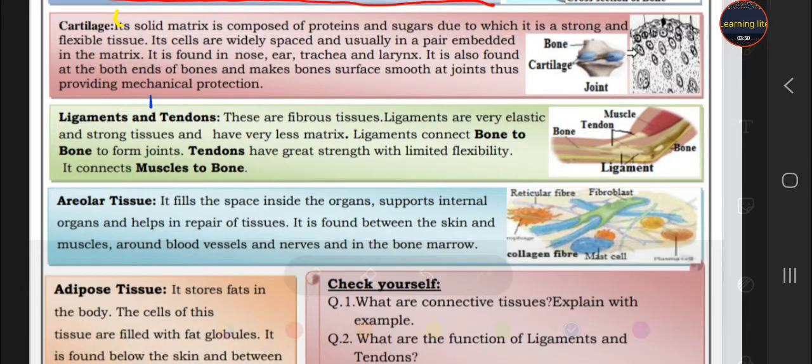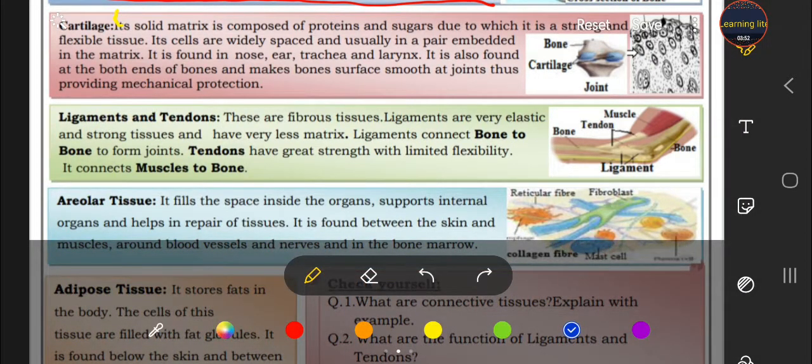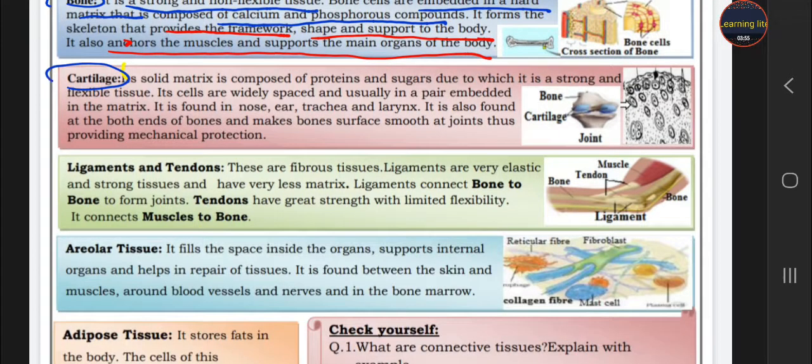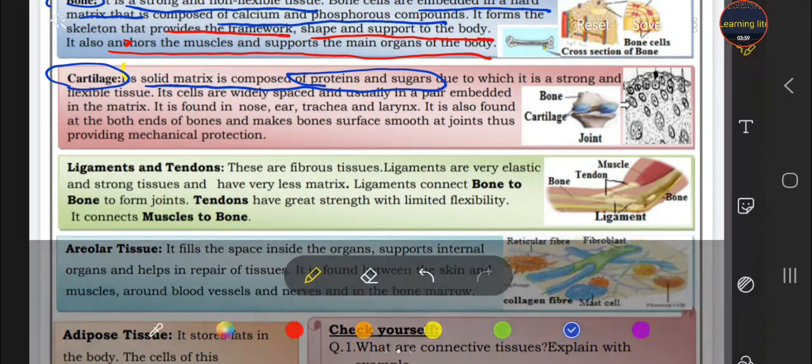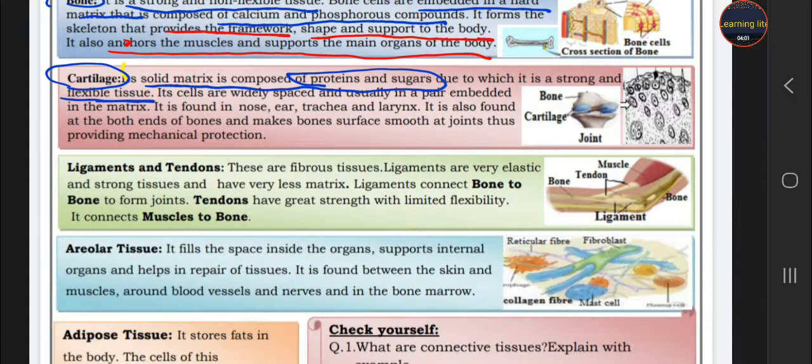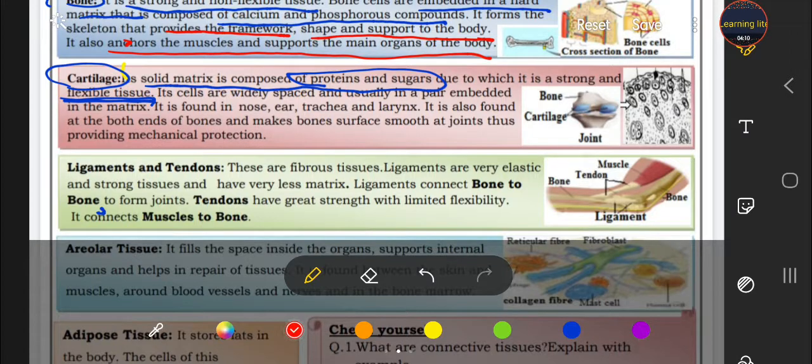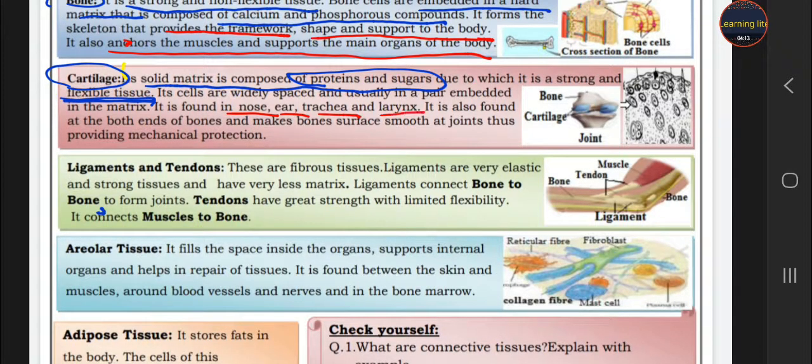What is cartilage? It has a solid matrix composed of proteins and sugar, due to which it is strong and flexible, and the cells are widely spaced in the loosely packed spaces, student. It is found in some organs like nose, ear, trachea, larynx, and it provides mechanical protection. So student, cartilage is present between the bone joints.